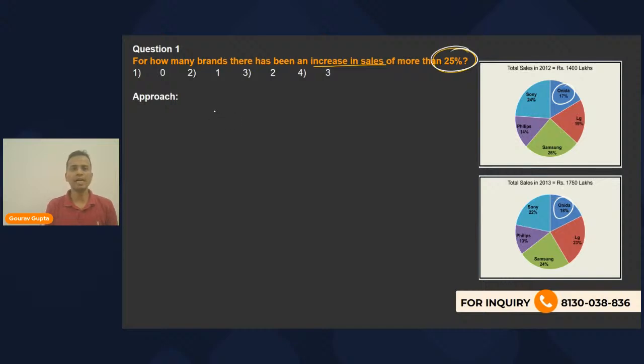Onida in 2012 is 17% of 1400, and Onida in 2013 is 18% of 1750. I'll not be discussing the typical conventional way; I'll still try to save some time in these calculations. In 2012 the value is 17% of 1400, and in 2013 the value is 18% of 1750.